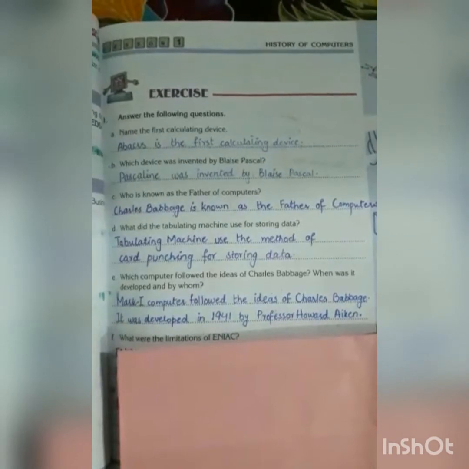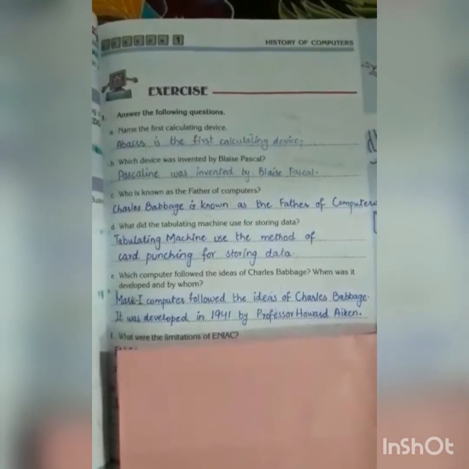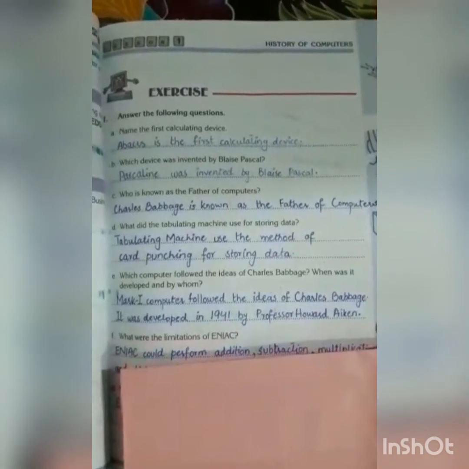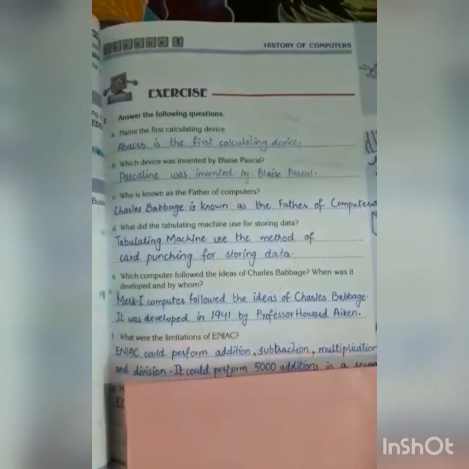Second question is, what were the limitations of ENIAC? We also revised that ENIAC could perform addition, subtraction, multiplication, and division. It could perform 5,000 additions in a second.